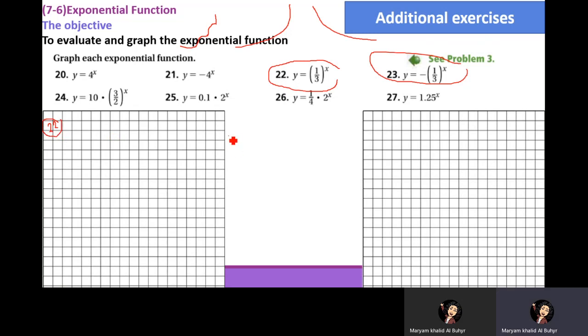So I'm going to make my table for this graph here. That is x, and that's y equals (1/3) to the power x. Once you substitute by -2, you will get, once you substitute by -1, you will get, 0, and we have 1, 2.